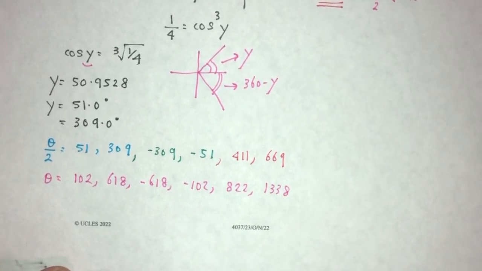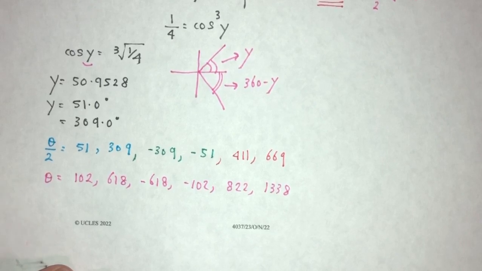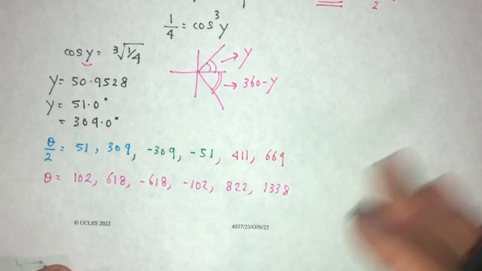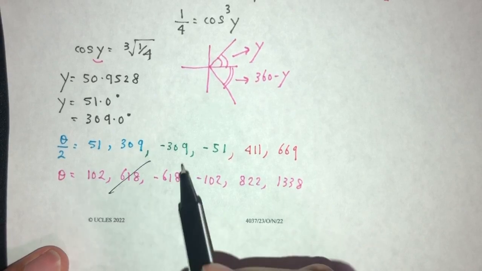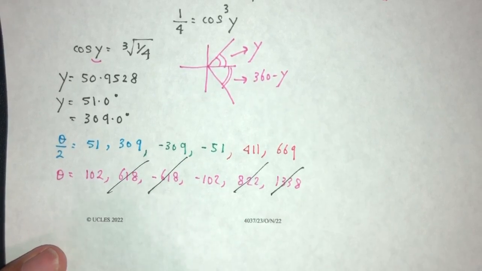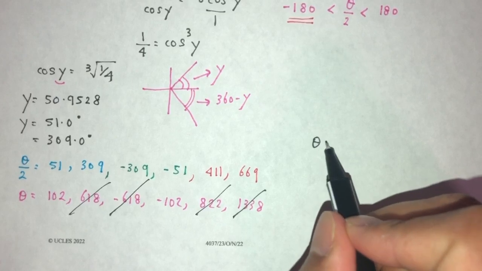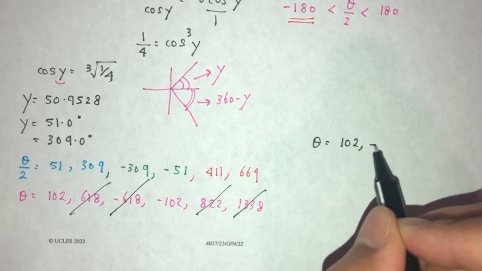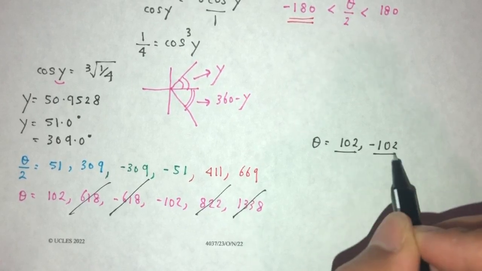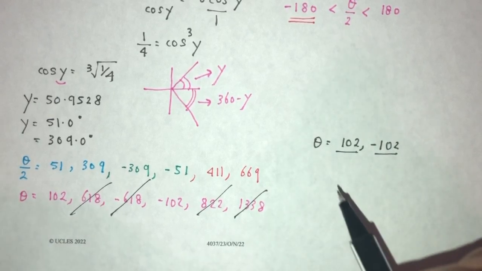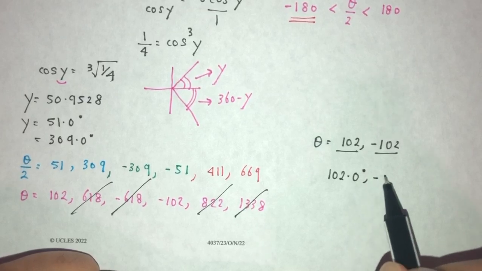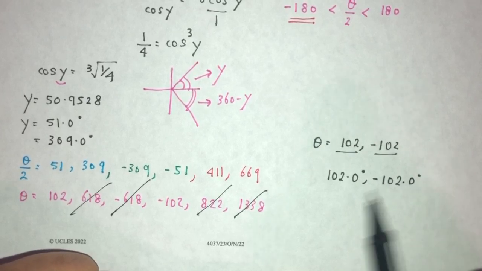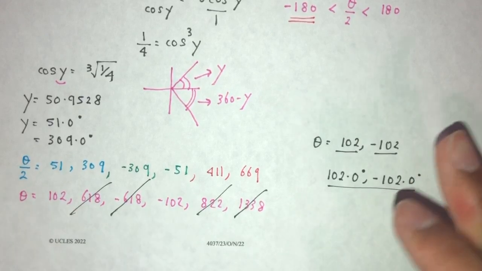So again, the reason why I do this is because I like to test to see if I have anything that I'm missing, right? Now, according to my question, it only has to be between those two. So this is too much, too much, too much, and too much. So finally, theta is a value of 102 and minus 102. Okay, of course you have to write angles correct to one decimal place, so 102.0 and minus 102.0 degrees. And this is your answer for question number 5.